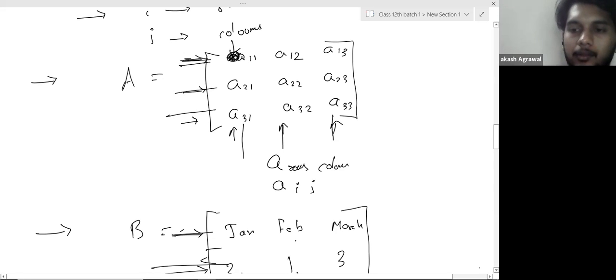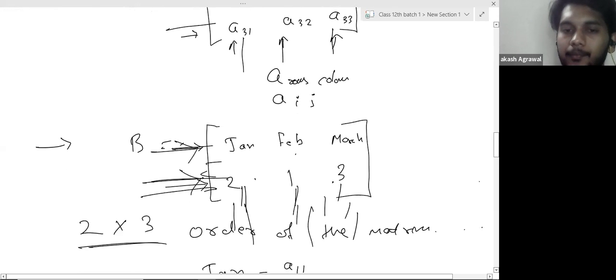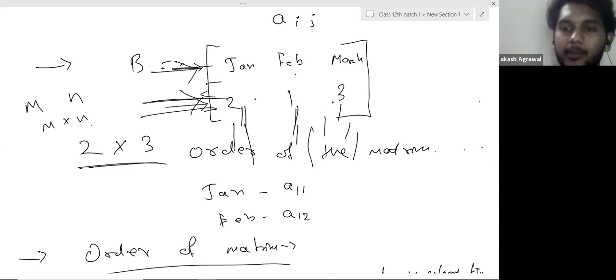So this is also a matrix. January, February, March, 2, 1, 3. It has 2 rows and 3 columns. Now, if a matrix has m rows and n columns, we say that the order of this matrix is m cross n, m by n. What is order? The information about how many rows and how many columns are there.